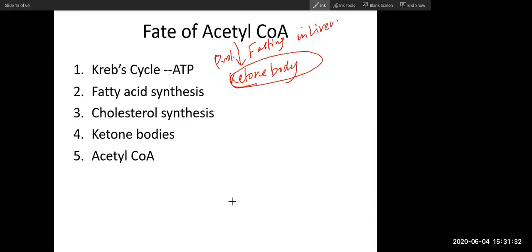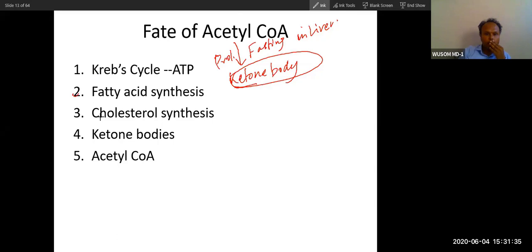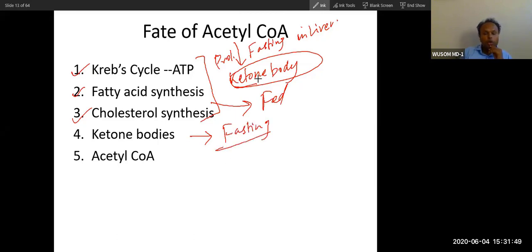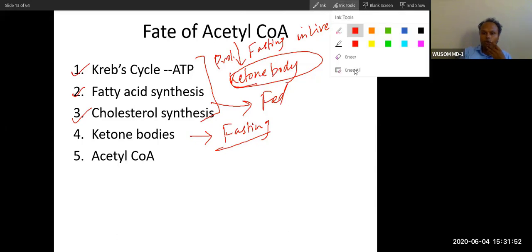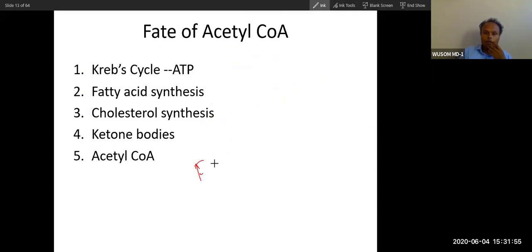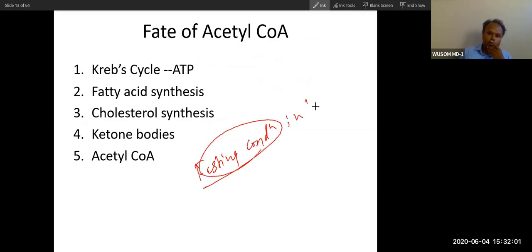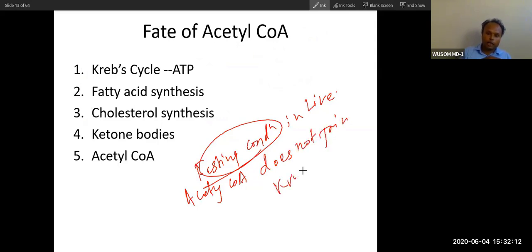Yes, sir. So in fed condition, three reactions will happen: formation of acetyl coenzyme A with fatty acid synthesis, formation of ATP, and cholesterol synthesis. These three will happen during fed condition, and this will happen during fasting condition. So during fasting condition, in liver, acetyl coenzyme A does not join the Krebs cycle.